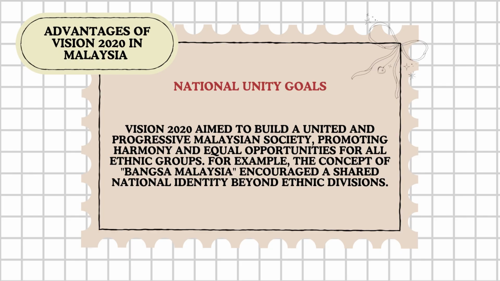My point is national unity goals. Vision 2020 aims to build a united and progressive Malaysian society. It focuses on promoting harmony and providing equal opportunities for all ethnic groups. One strong example is the concept of Bangsa Malaysia, which encourages a shared national identity that went beyond ethnic divisions.